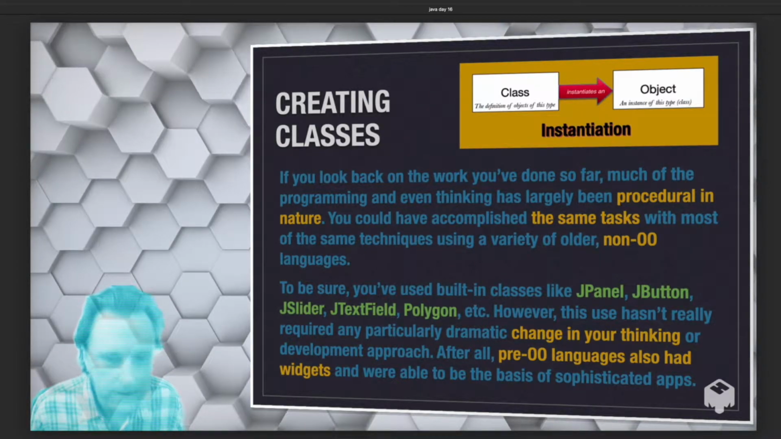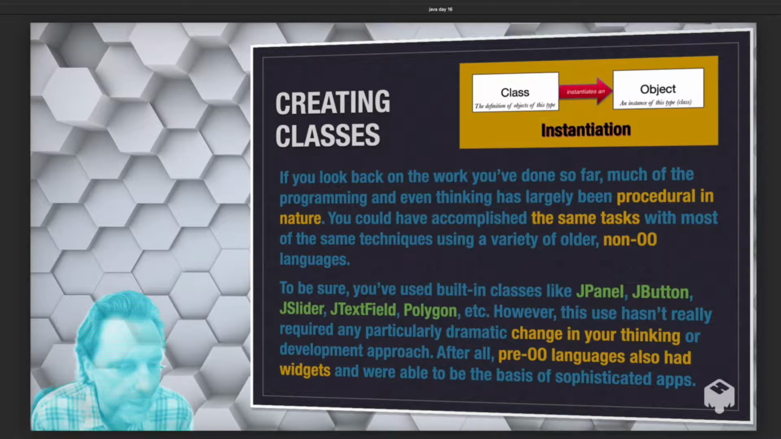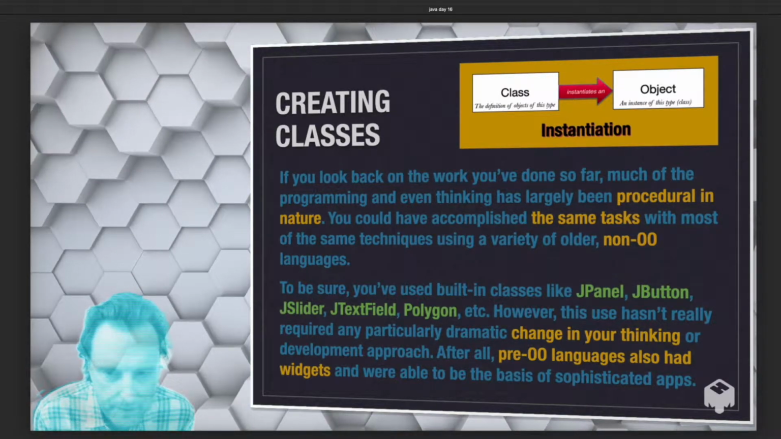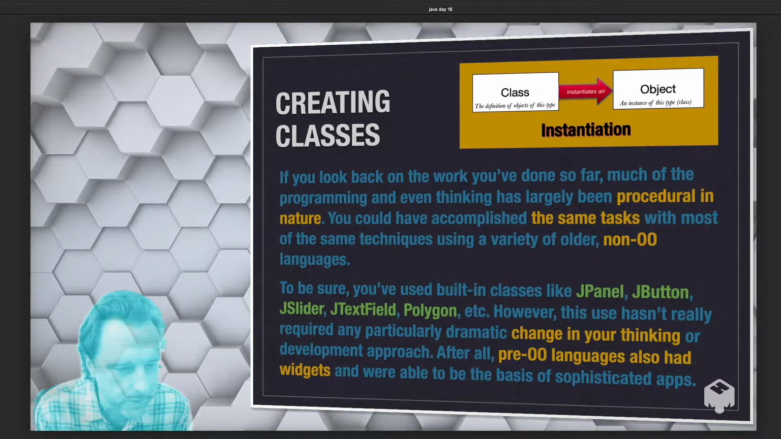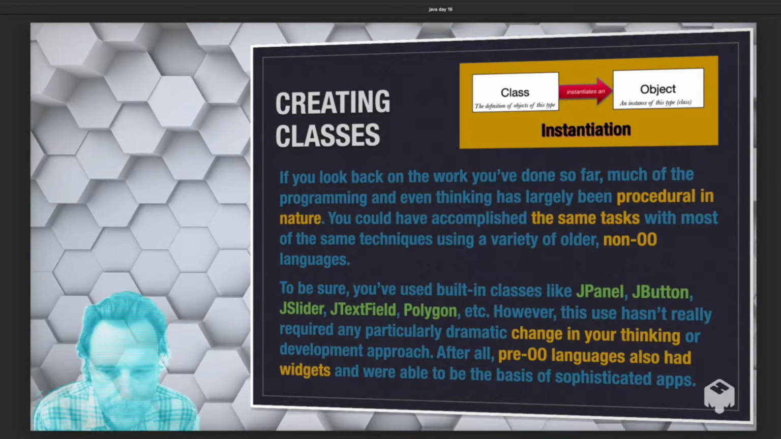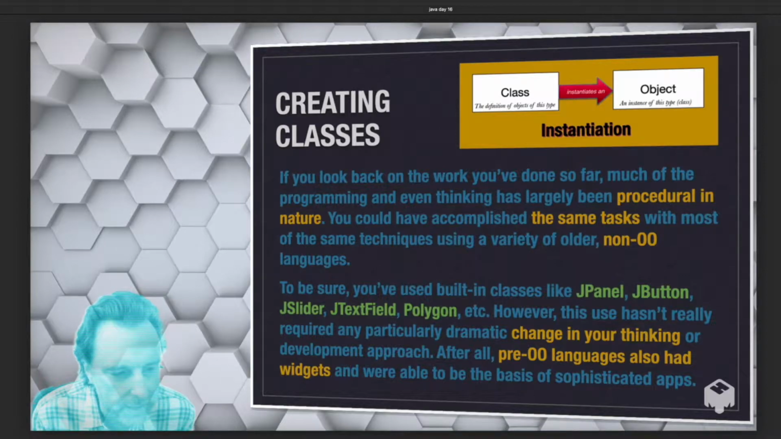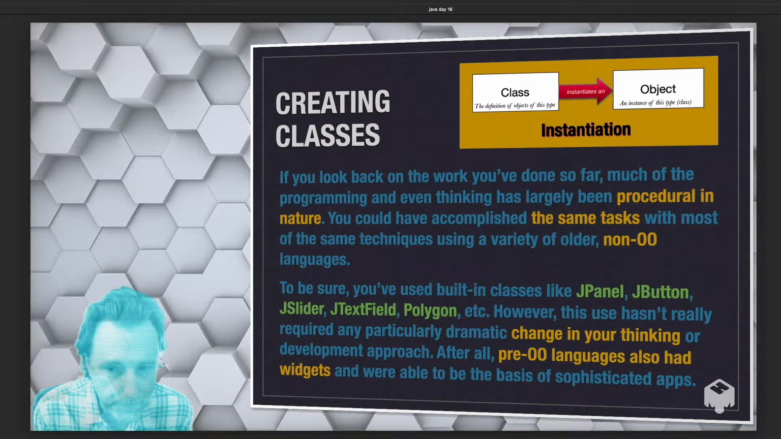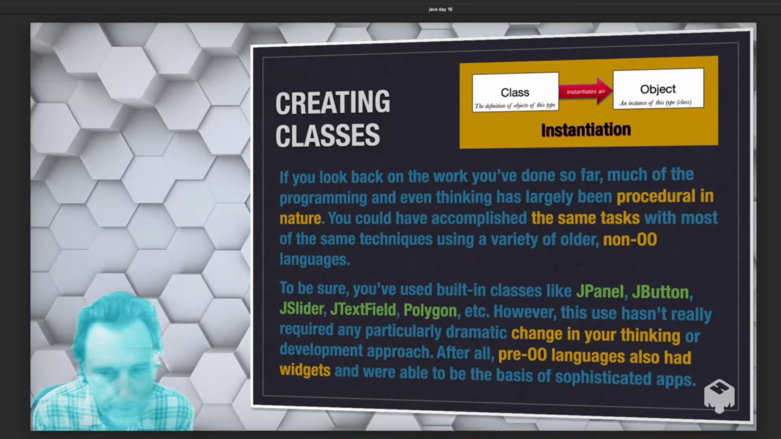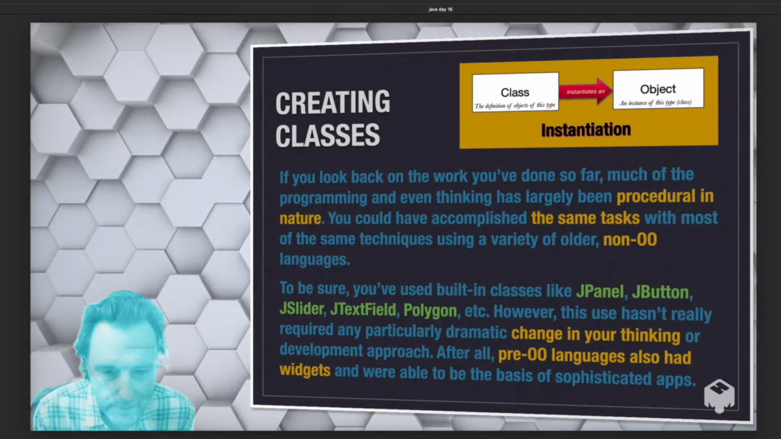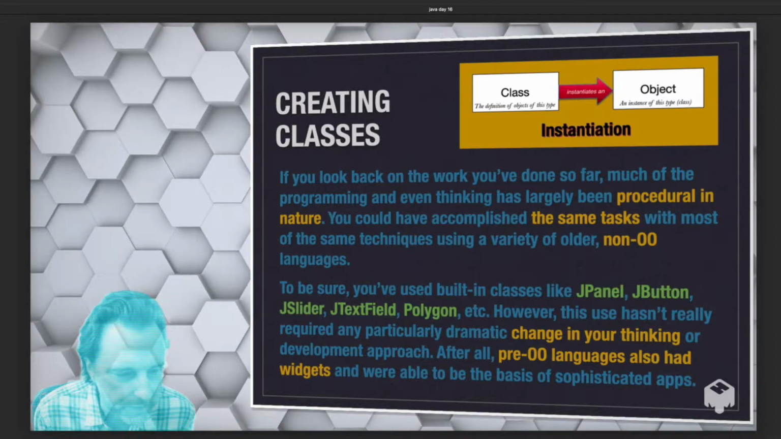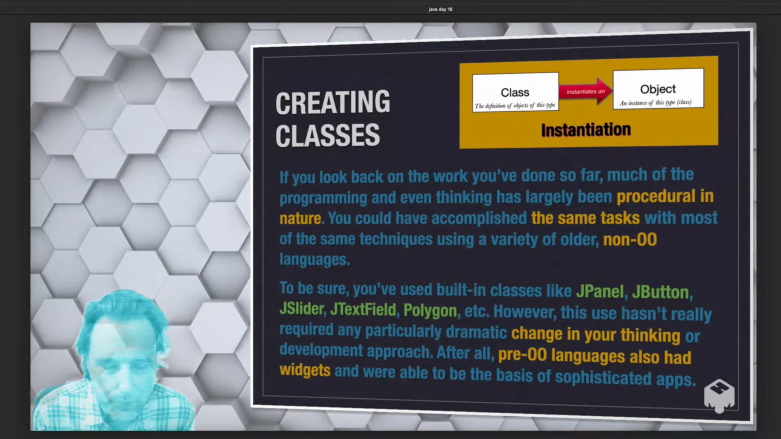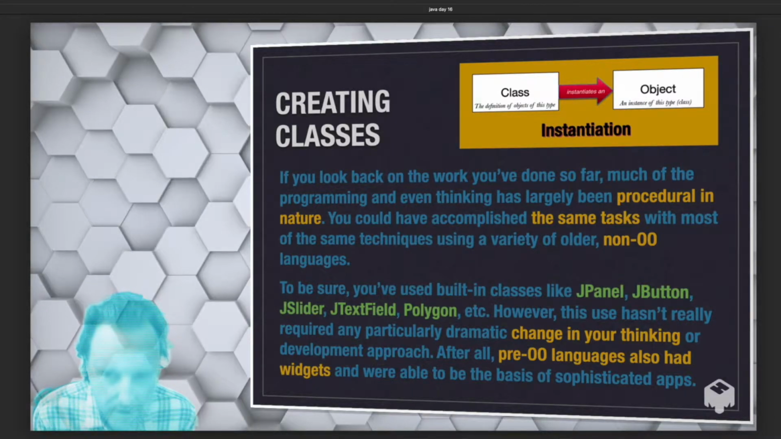And to a large extent, if you look back on all the work we've done this semester, it's pretty much the same thing. We've been using an object-oriented language, and we have absolutely used built-in classes to create objects, but these were all UI elements. We've used panels and buttons and sliders and text fields and polygons. Obviously we've used JFrames to create our windows. So we've used a lot of Java built-in classes.